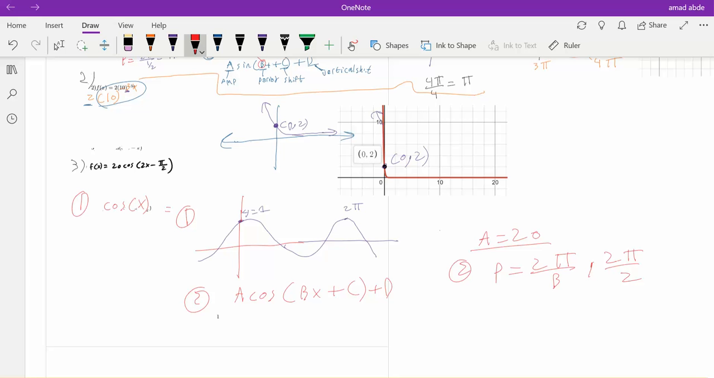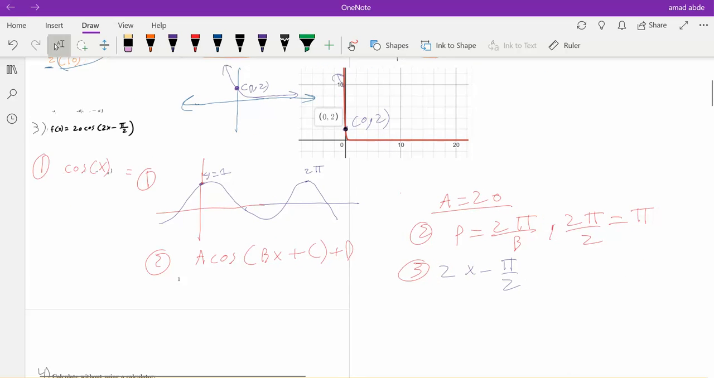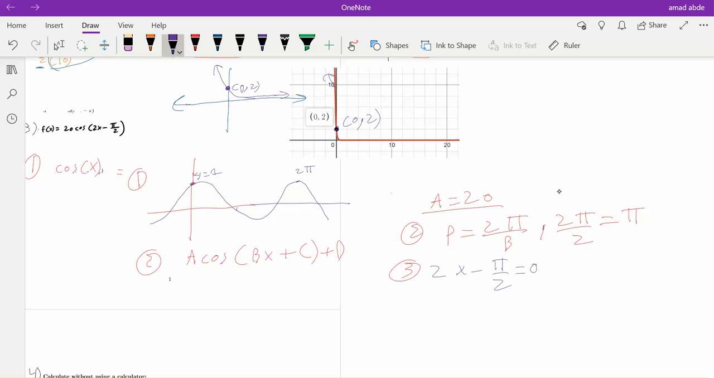The third thing we see is that there's a phase shift because we have 2x minus pi over 2, but the phase shift isn't just c, which means the phase shift in this case does not equal pi over 2 or negative pi over 2. To find the phase shift, we write the whole expression inside the parentheses, 2x minus pi over 2, and set it equal to 0 and solve for x. So 2x equals pi over 2, and when we divide by 2 we get x equals pi over 4.